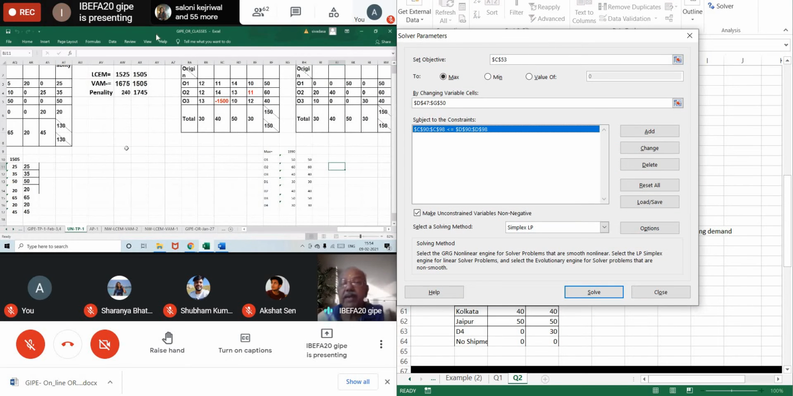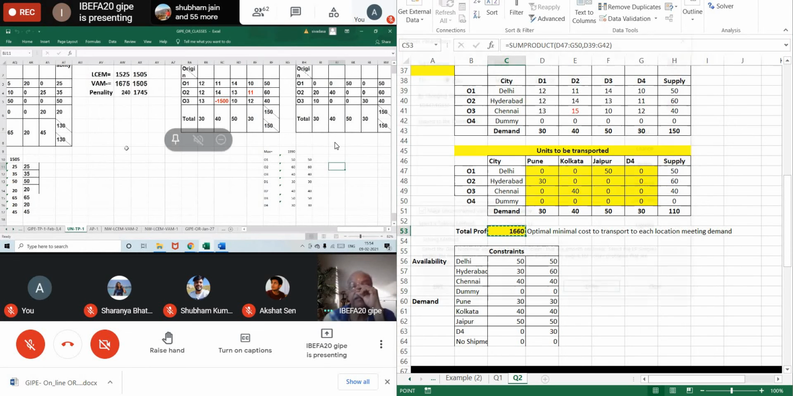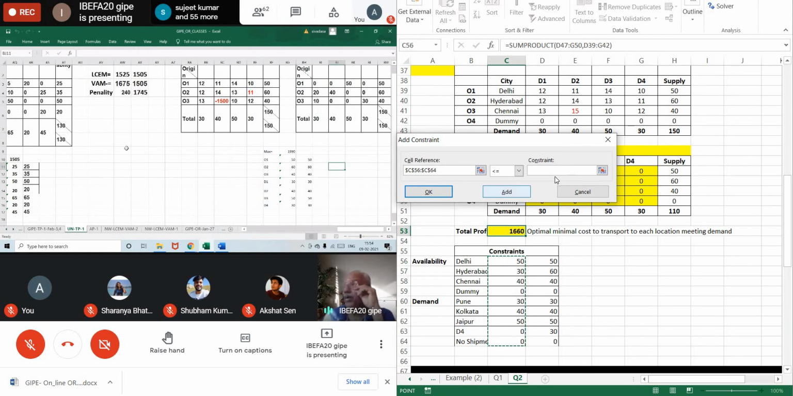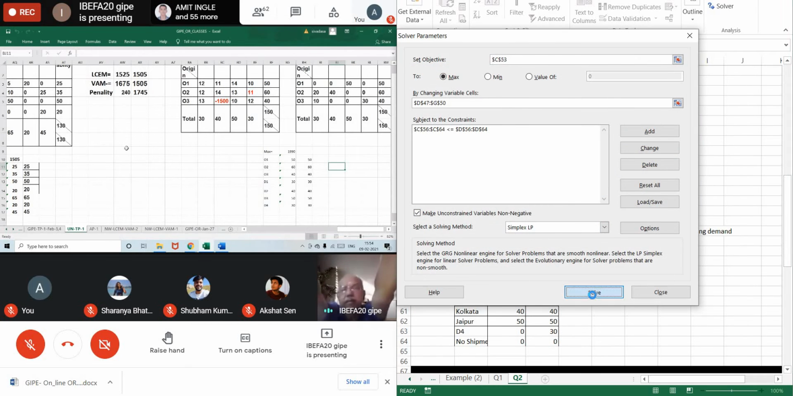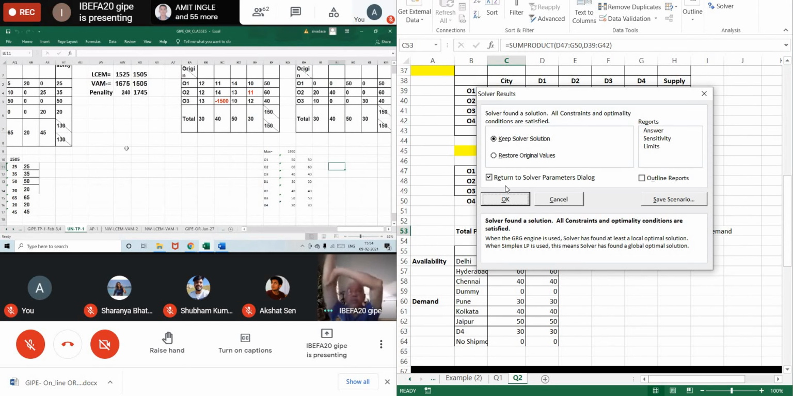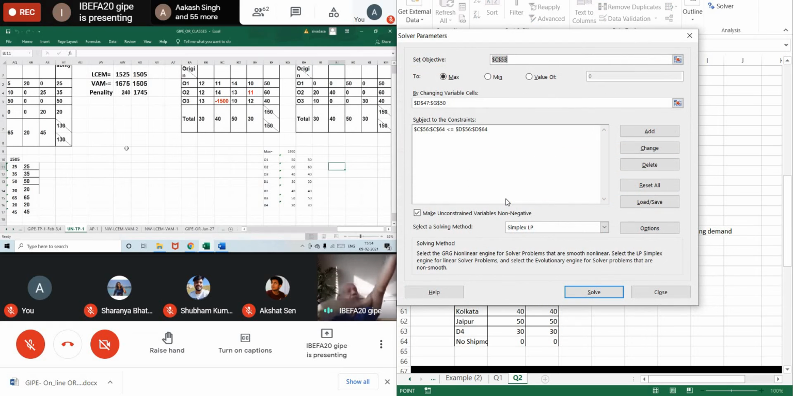Then also I am getting 1990. In both the cases, definitely no allocations are there from O2 to D4 and O3 to D2. But the maximum profit will be 1990. Anybody has doubt?